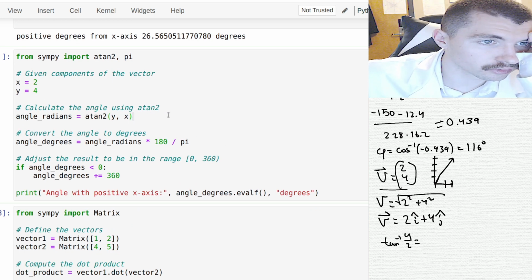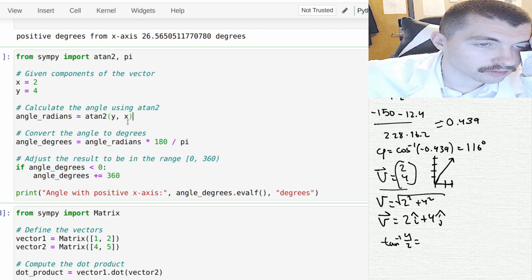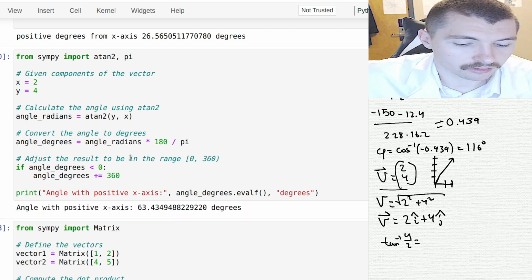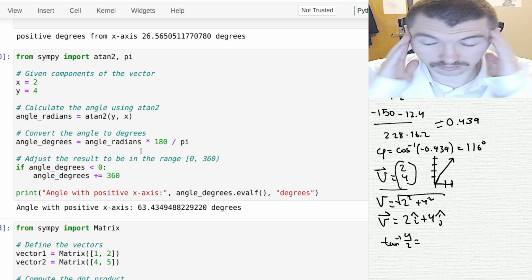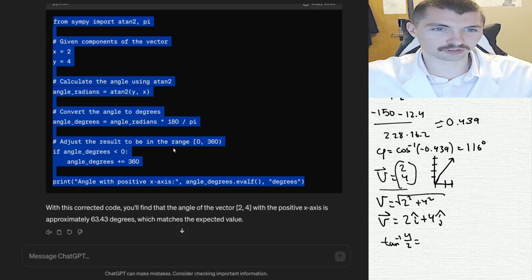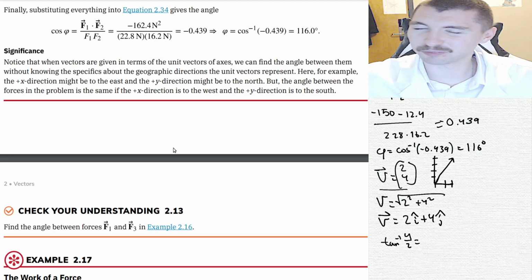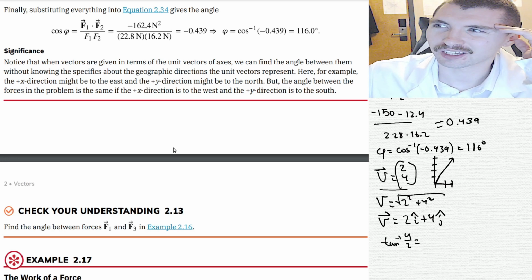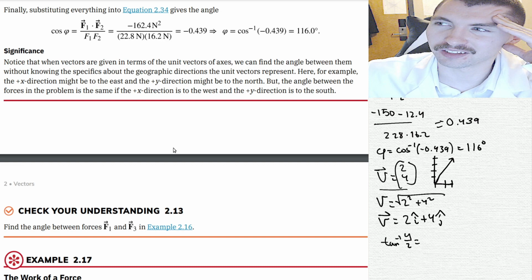2, 4. So, TOA, converted to degrees. I'm so confused because I have two conceptions of vectors in my head that I'm trying to reconcile.